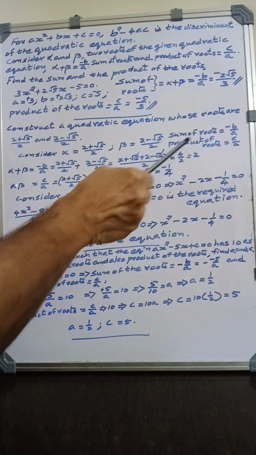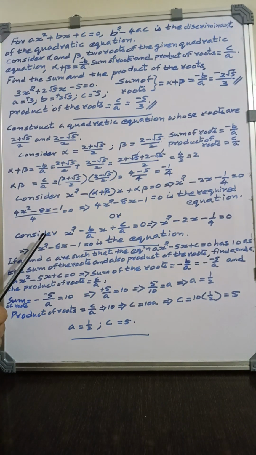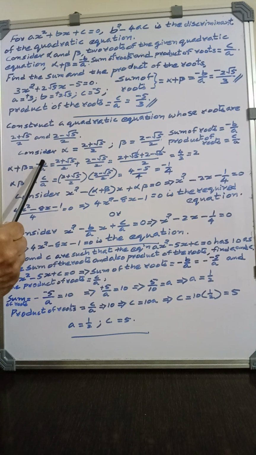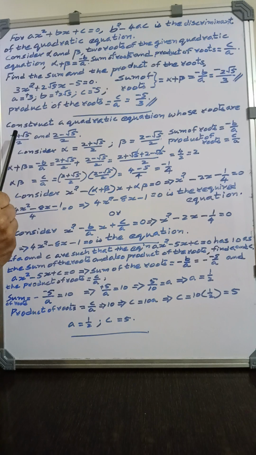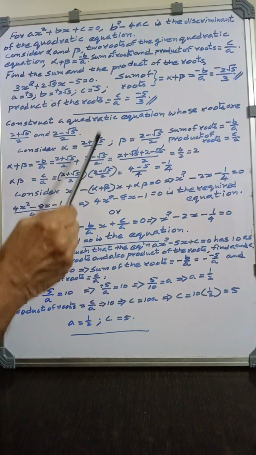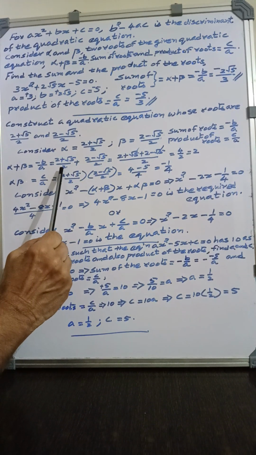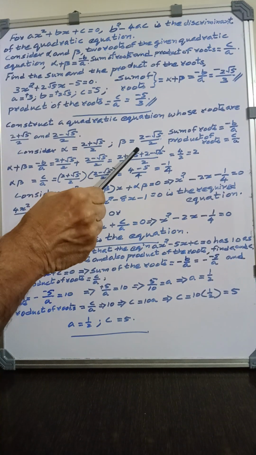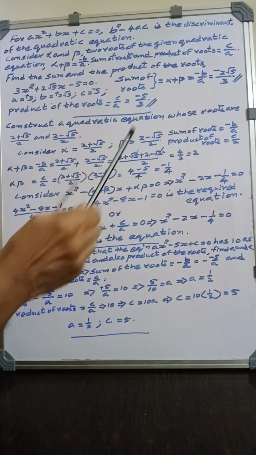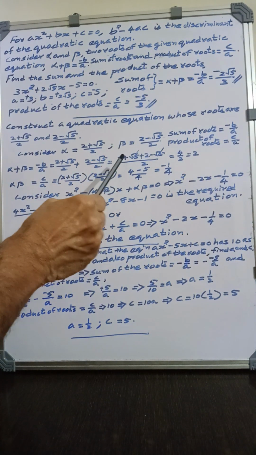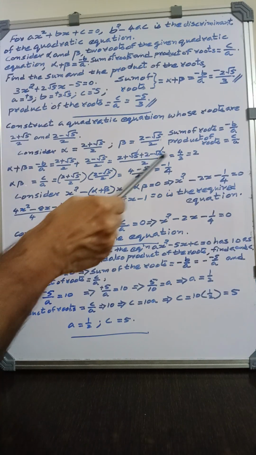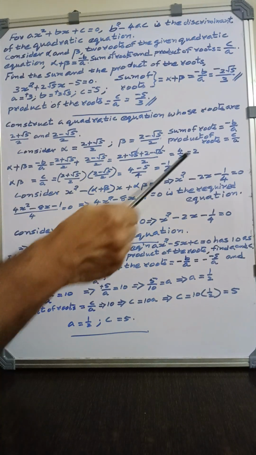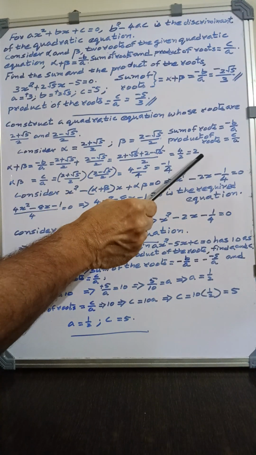Sum of the roots equals −b/a. That is, the sum of the roots, alpha + beta, equals −b/a, which equals (2 + √5)/2 + (2 − √5)/2. The denominators are the same, therefore I am simply adding the numerators: 2 + √5 + 2 − √5. √5 and √5 cancel. 2 + 2 is 4, so 4/2 is 2. Therefore, −b/a equals 2, that is, alpha + beta equals 2.